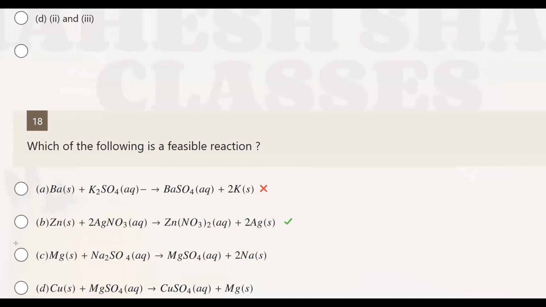But then you should read the rest. Magnesium is below sodium in the activity series, and sodium is a very reactive metal. So this reaction again is not feasible. Copper cannot displace magnesium, as copper is less reactive than magnesium, or conversely, magnesium is more reactive than copper.